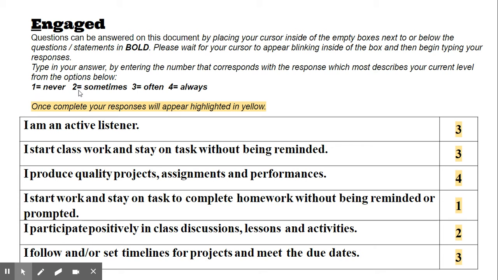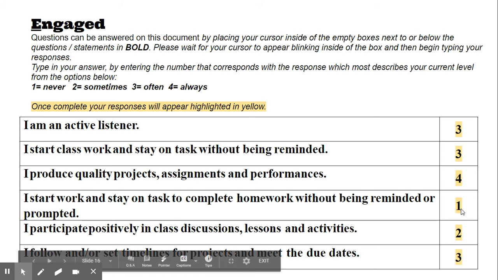The way I explain this rubric to kids is 1 is this is a serious problem. 2, it's a problem, but I'm working on it. 3 is I'm pretty good at it, but I'm not perfect. And 4 is I'm nailing it. This is what I'm good at. So as an active listener, they might say, yeah, I listen pretty much, but sometimes when we're on Zoom, I'm not really thinking about what the teacher's saying. Or sometimes when I watch an Edpuzzle, I kind of space out and I have to rewatch it.